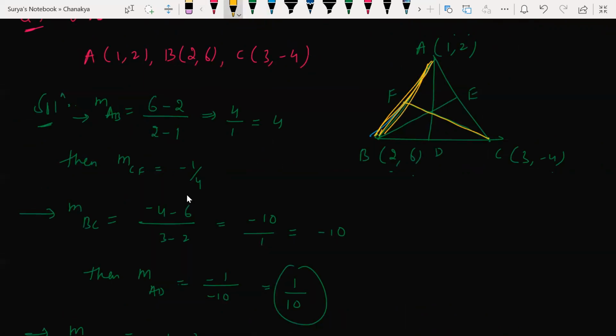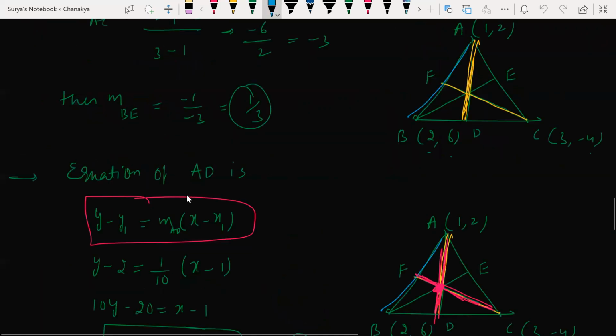I just found the slope of AB first. The slope of BE we found, the slope of CF we found, the slope of AD we found. After finding that, we just found the equations of them.